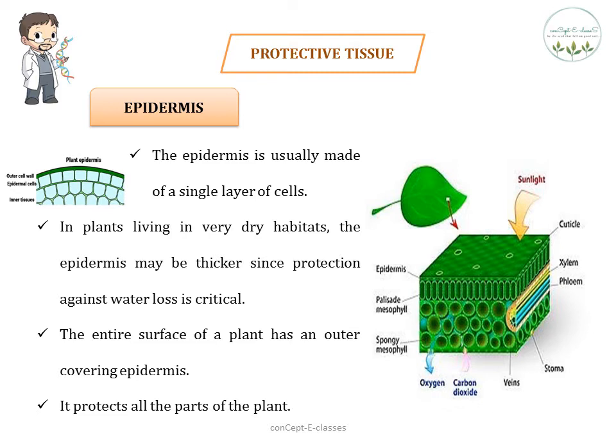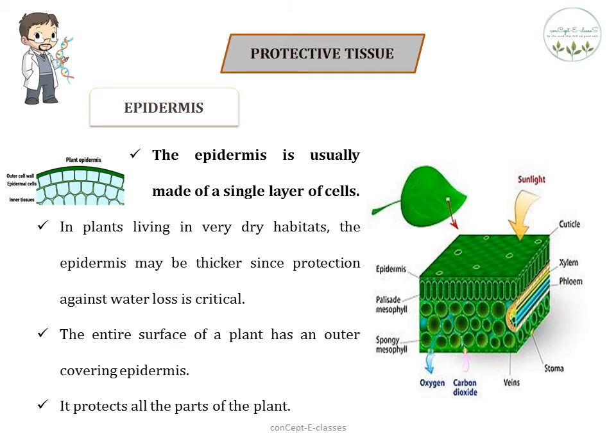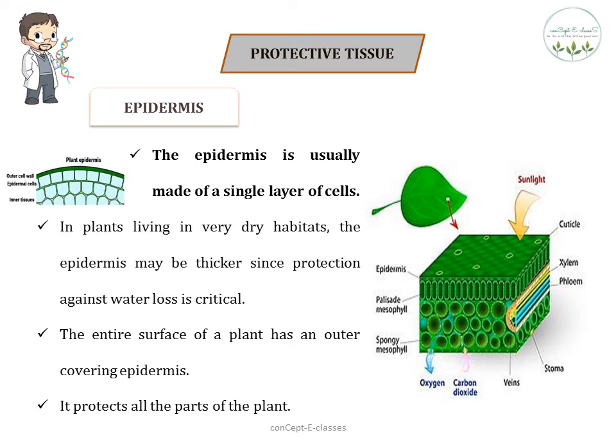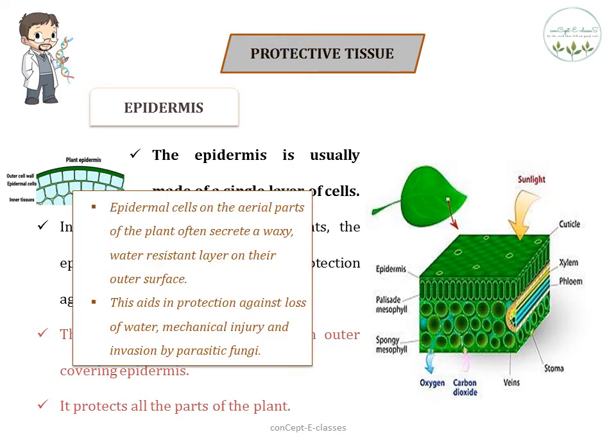The first protective tissue that we are going to study is the epidermis. Now epidermis is usually made up of a single layer of cells around the plant body. You might have noticed even in the previous slide that we have seen a thin layer. This is the epidermis. In plants living in very dry habitats like deserts, the epidermis may be thicker since protection against water loss is critical. So the entire surface of the plant has an outer covering of epidermis, and this epidermis protects all parts of the plant.